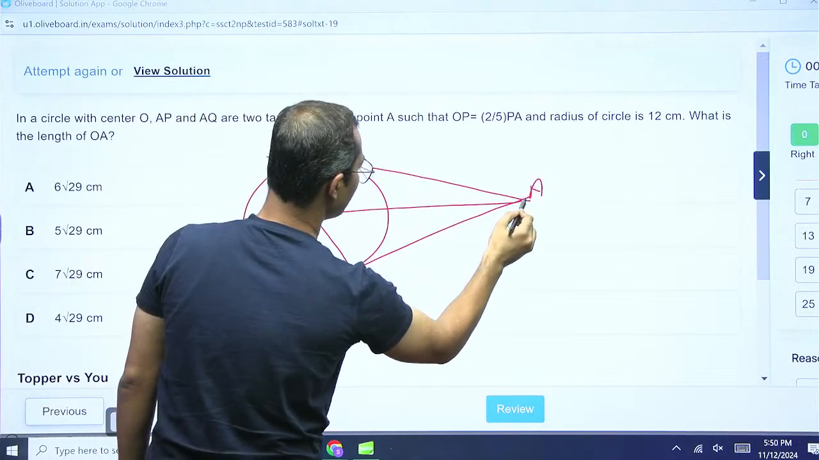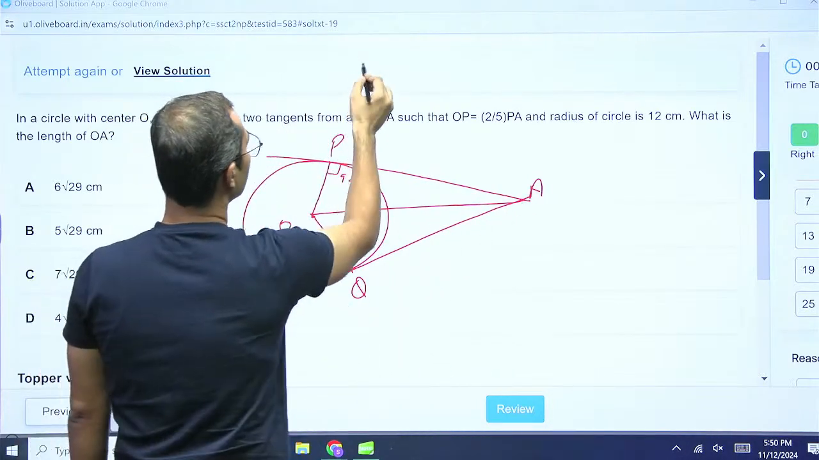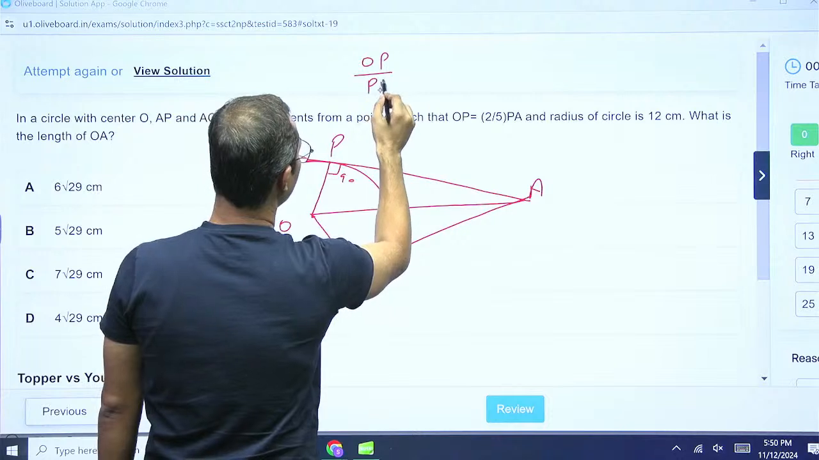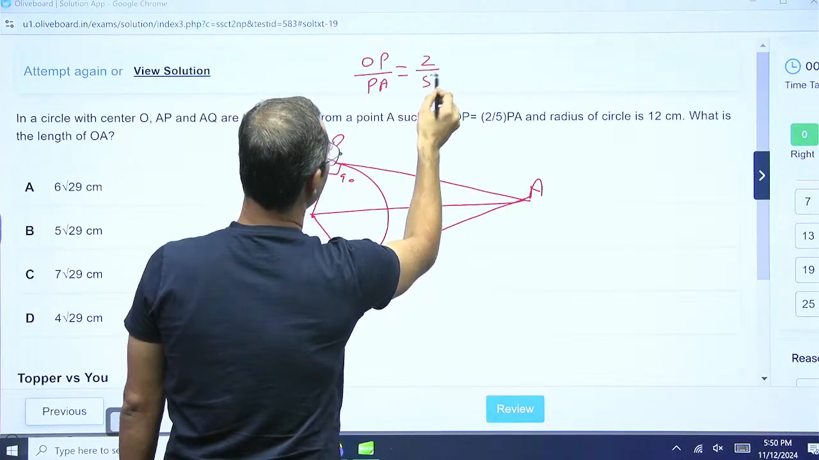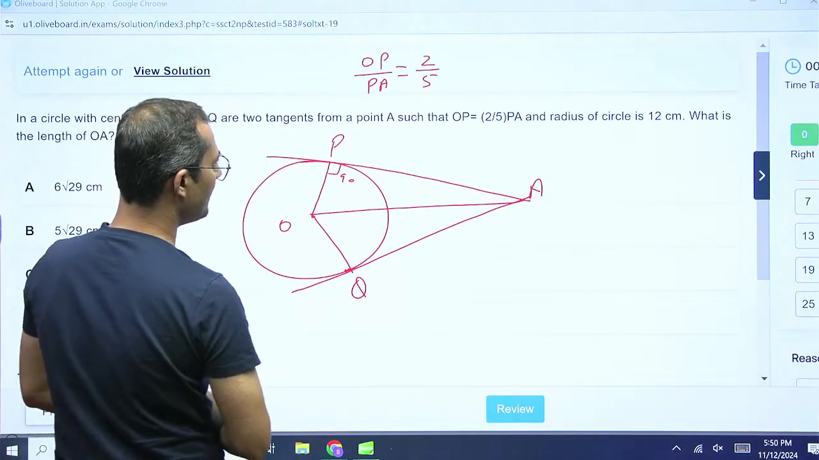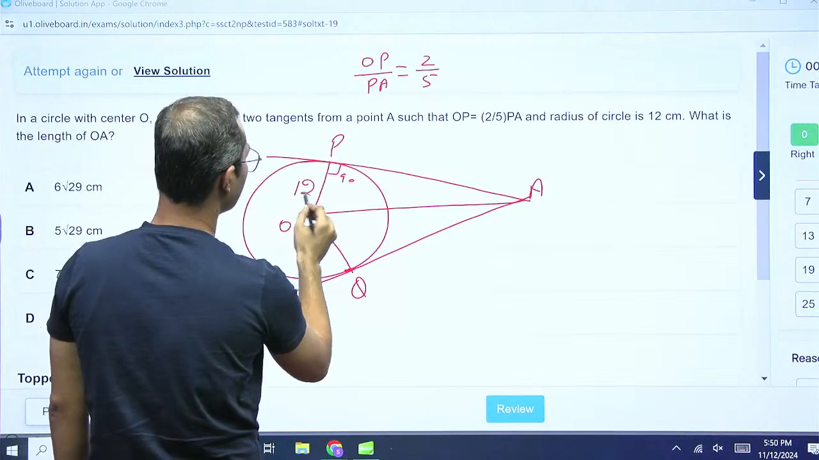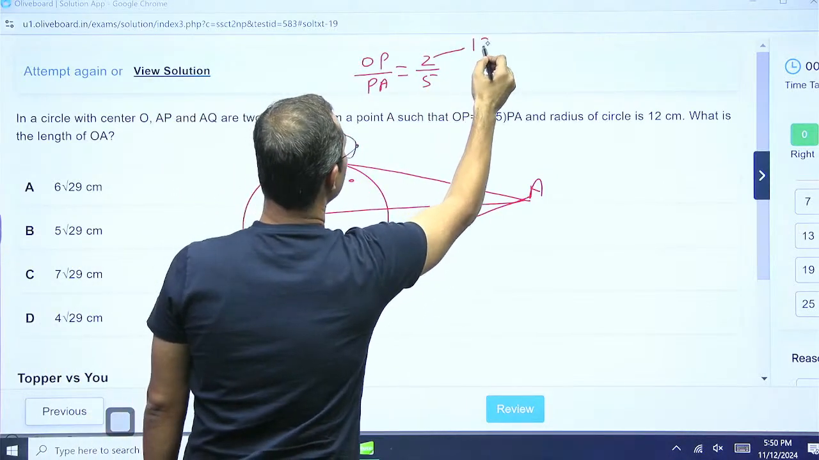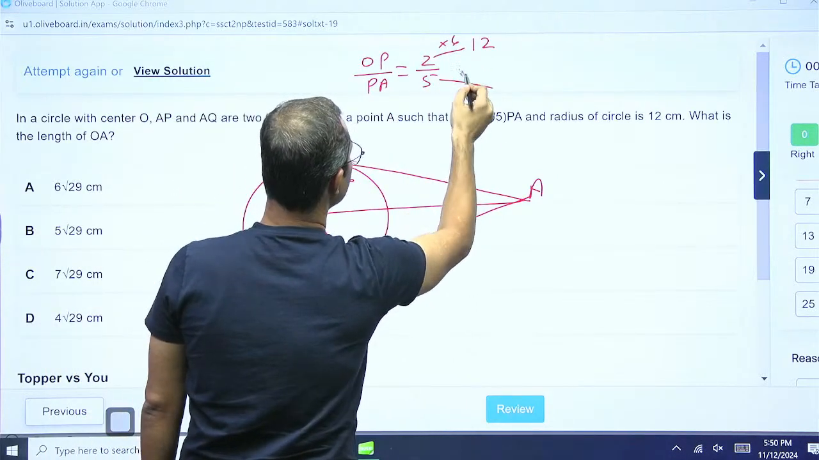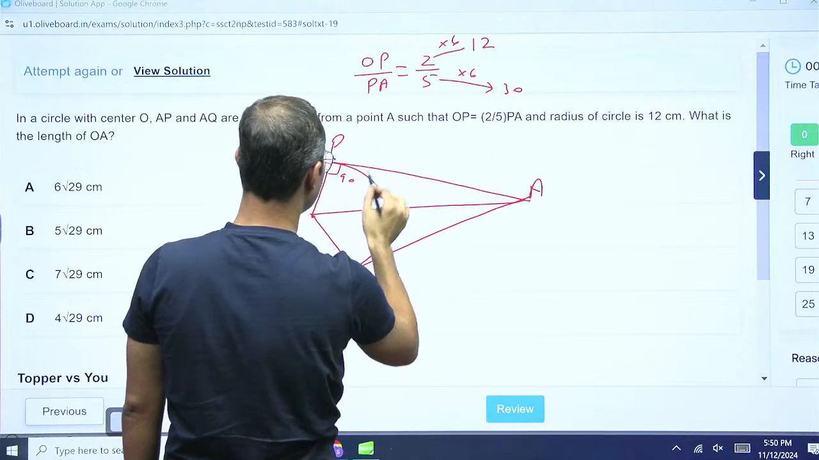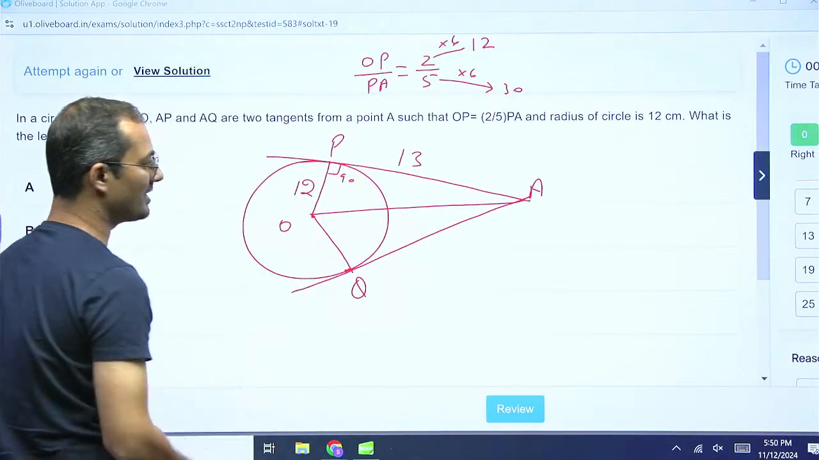So we can say that OP upon PA is equal to 2 by 5, right? And OP is the radius, which is 12. So 2 is equal to 12, 6 times, so 5 is equal to 30, right? So this is 30. Just apply the Pythagoras.